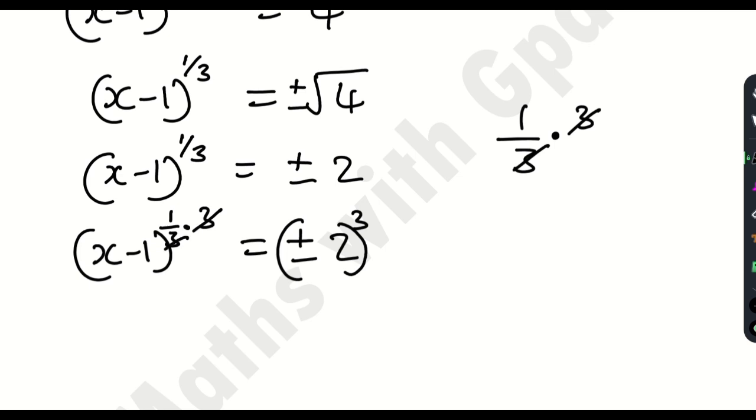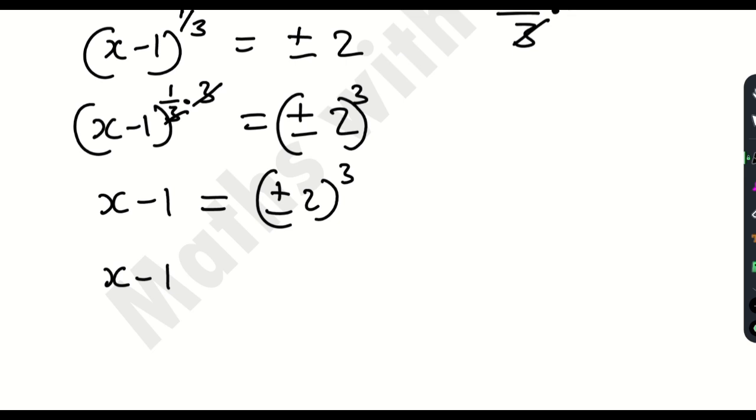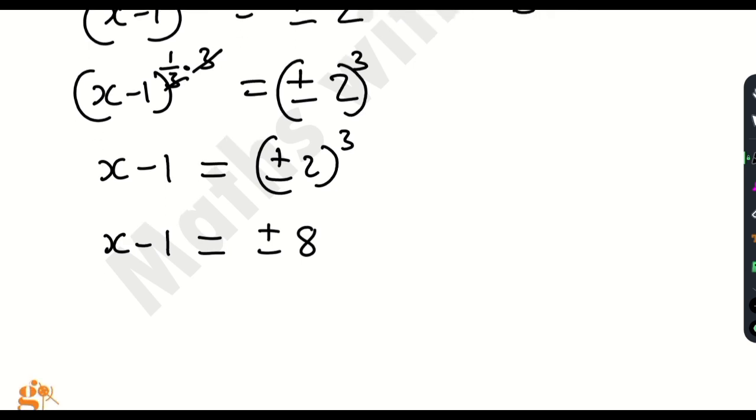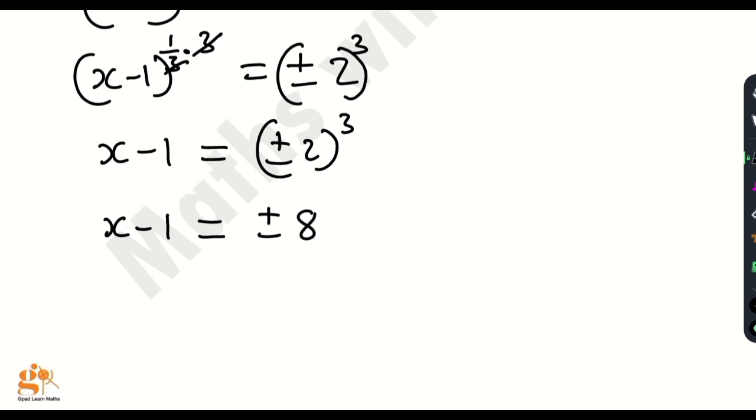Now this 3 gets rid of 3 and that leaves you with what? X minus 1 is equal to plus or minus 2 all raised to the power of what? 3. So you have x minus 1 which is equal to, so 2 raised to the power of 3 is what? 8. That will be plus or minus 8. Very good. Now since we are trying to get the value of x, we need to remove this negative 1 from here. Let's transpose negative 1. X will be equal to, if you move negative 1 to the right hand side, you have plus 1 plus or minus 8. Very good.